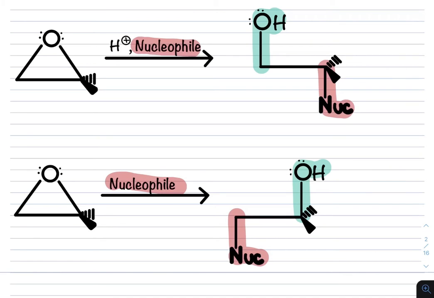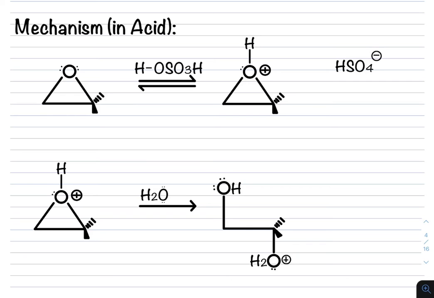Now let's take a look at the mechanism for breaking open an epoxide under acidic conditions with water as our nucleophile and sulfuric acid being our acid. So looking at the top row, we see sulfuric acid written above the arrow. As we know, oxygen is much more electronegative than hydrogen, and this difference in electronegativity means that oxygen will pull the electrons in hydrogen towards itself, causing a partial positive charge to form on hydrogen.